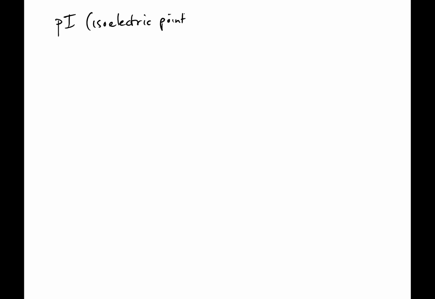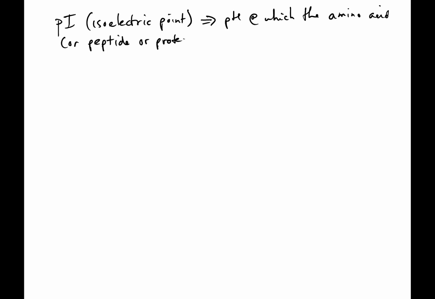Isoelectric point is the pH at which the amino acid, I'll just put or peptide or protein because it can be applied to that as well, primarily, i.e. most of it, exists in its zwitterionic form.